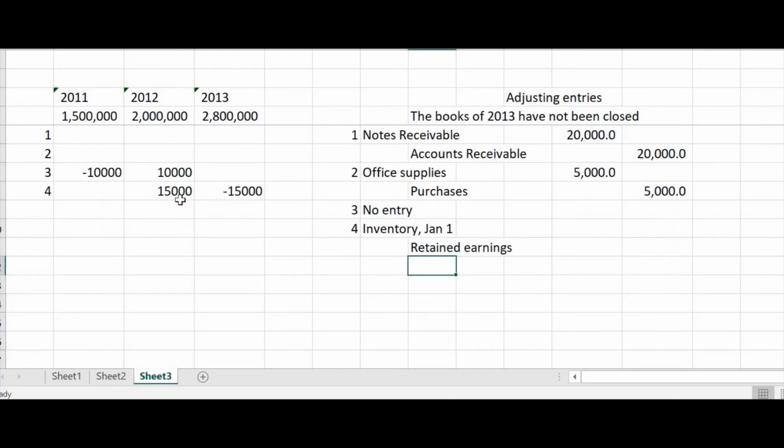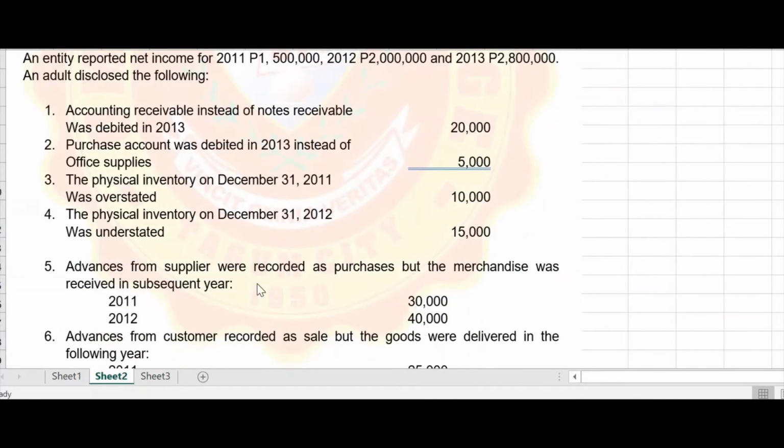To correct the error in 2012, for 15,000. Okay, so let's have number 5. So number 5 natin, no? So advances from supplier were recorded as purchases, but the merchandise was received in the subsequent year.